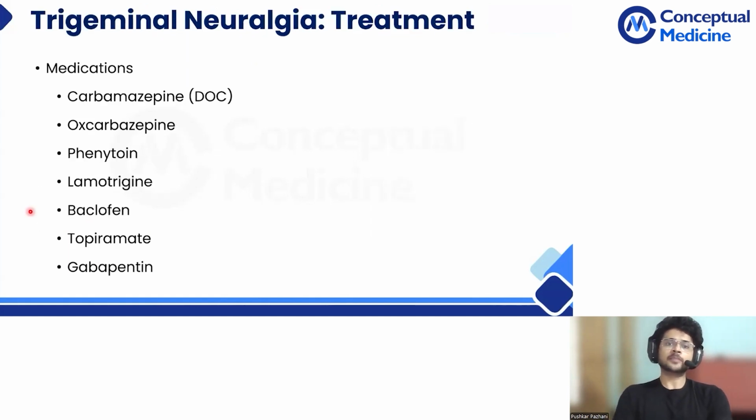Next, what is the treatment of trigeminal neuralgia? Remember that the first line management of trigeminal neuralgia is always medical management. If you can treat your patient medically, that is the best thing that you can do. The drug of choice is going to be carbamazepine. This is the drug of choice for trigeminal neuralgia. Other medications are oxcarbazepine, phenytoin, lamotrigine, baclofen, topiramate, and gabapentin. But be very careful in clinical practice.